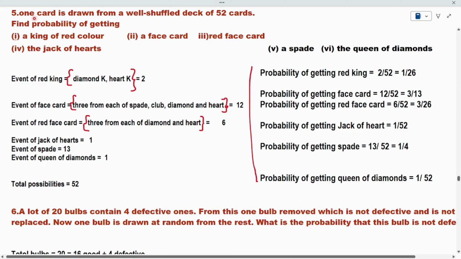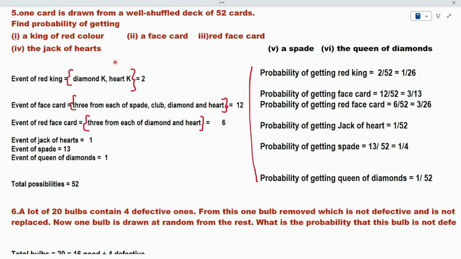Read the problem number 5. One card is drawn from a well shuffled deck of 52 cards. Find the probability of getting a king of the red color, the probability of getting a face card, the probability of getting a red face card, and the probability of getting the jack of hearts.